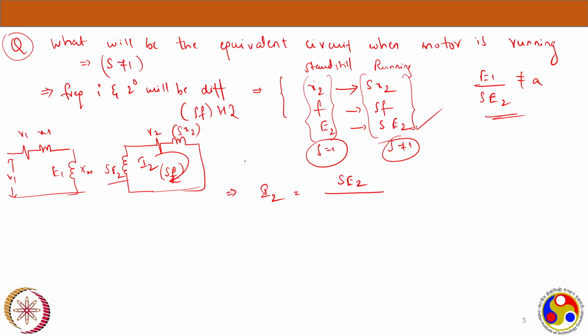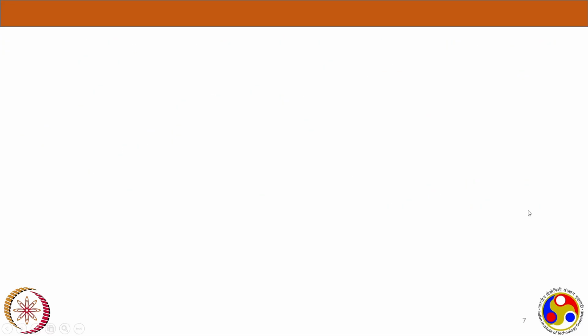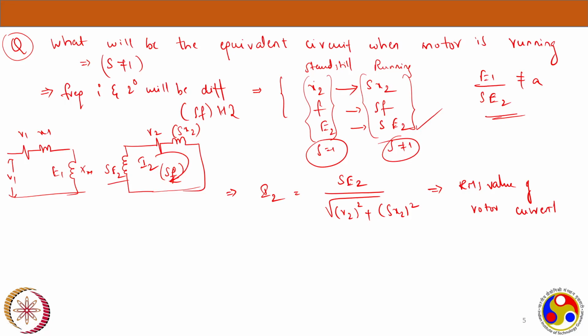Right. So that is, if we take the resultant, R2 square plus SX2 square. So this is the RMS value of rotor current. Right. Now this current I2 is at frequency SF. At SF frequency, this is the SE2 by root of R2 square plus SX2 square.